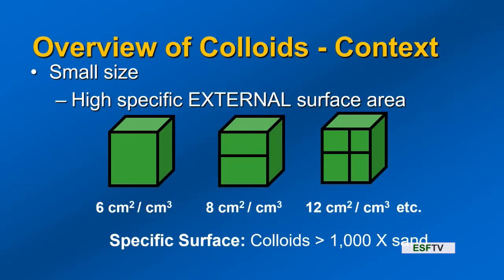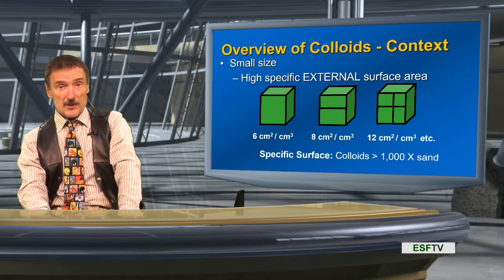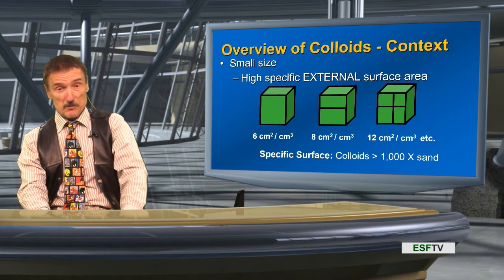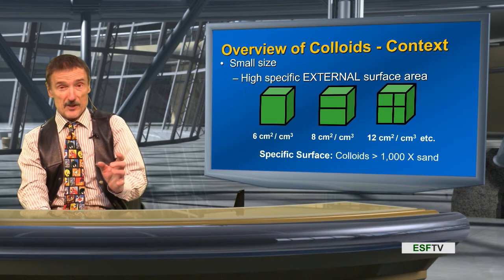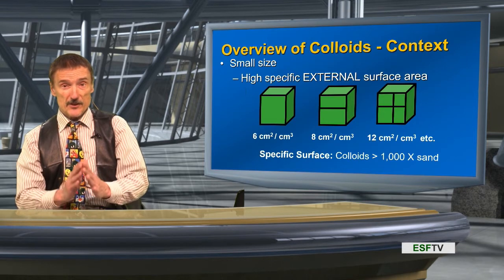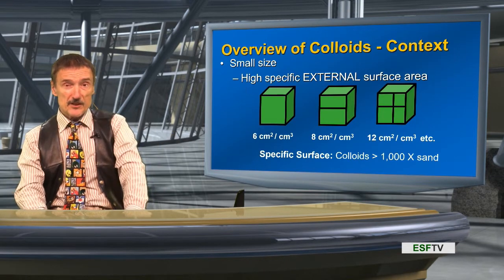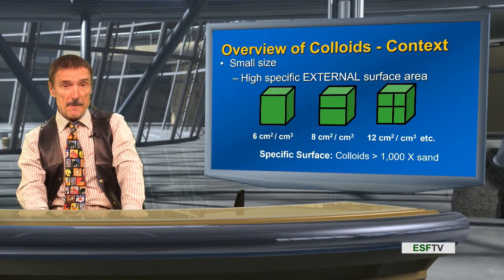We can say the specific surface of colloids, this centimeter square per cubic centimeter volume, for colloids is more than 1,000 times that of the specific surface of sand-sized particles. And it's just beginning, and sometimes much more than 1,000 times. So look at the difference. These small particles of clays, 0.001, 0.002 millimeters in diameter, compared to sand, 2 to 0.05, and then this explosive increase in specific surface area.